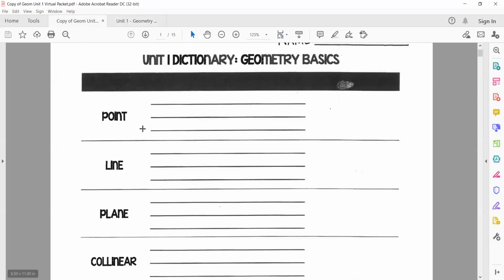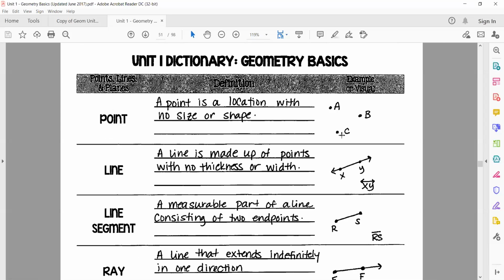When you look at the definitions here, point, line, plane, collinear, it might not even make sense to say that a point is a location with no size or shape. Well, practically speaking, you can take a pen or pencil and you can draw a point on a piece of paper, but it's truly a theoretical concept. Line is similar. It's made up of points. It's got no thickness or width.